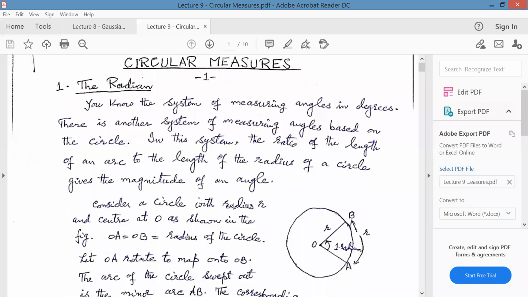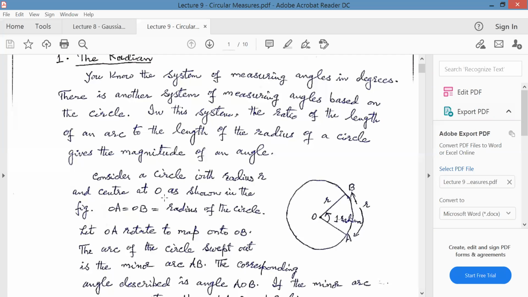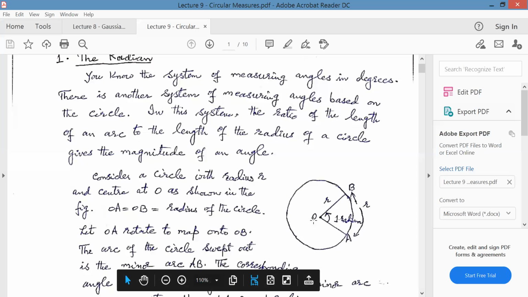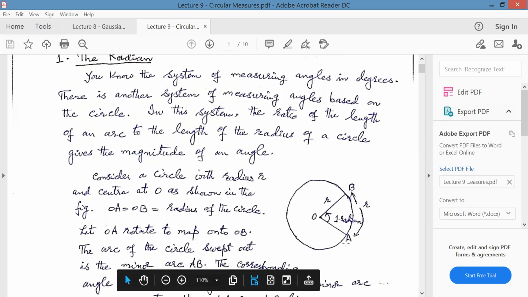Now, practically proving this. Consider a circle with radius r and center at O, maybe the origin, as shown in the figure. This is a circle centered at O and the radius is r. OA is the same as OB and both are the radius of the circle. Let OA rotate to map onto OB. Okay, this radius OA is now rotated in such a way that it maps to OB. So it moves from position A to position B.